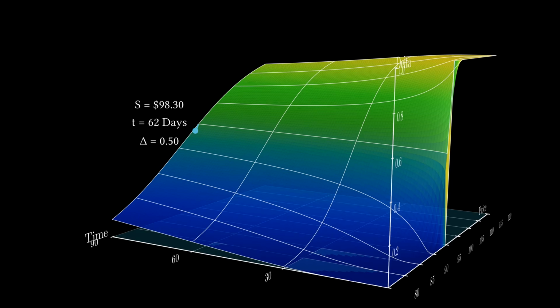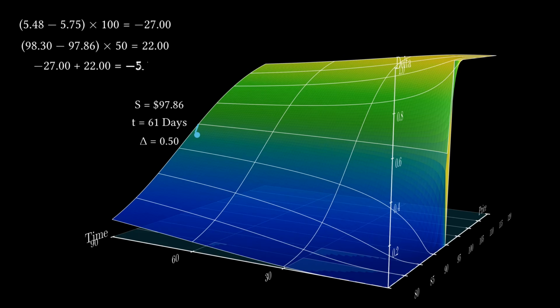If the following day, the underlying continued to fall to $97.86, then our option would change in value from $5.75 to $5.48. That gives us a loss of $27. And our short stock position would show a gain of $22. So we again have a hedge error, but this time it is 22 minus 27, which is negative $5.